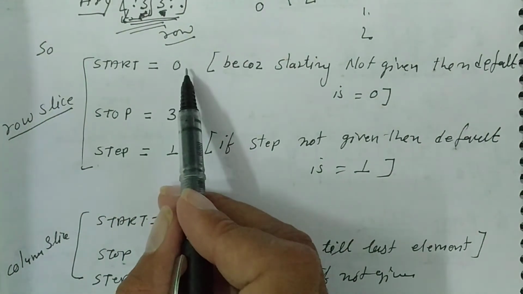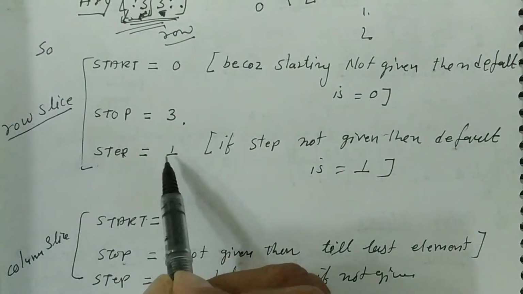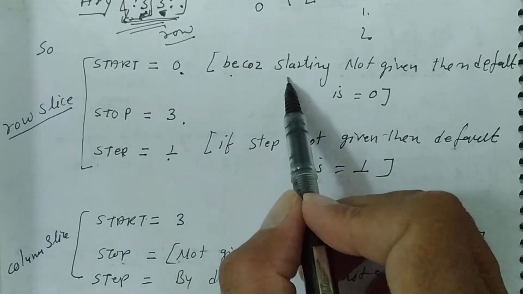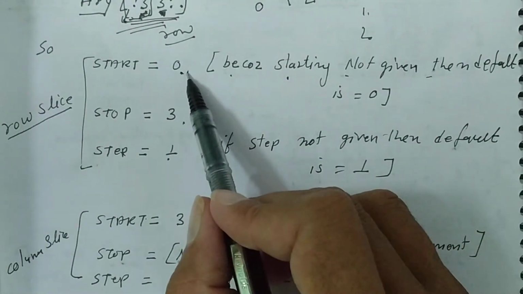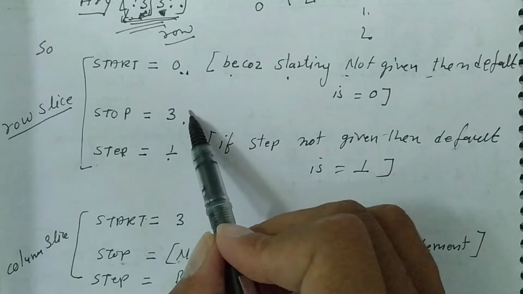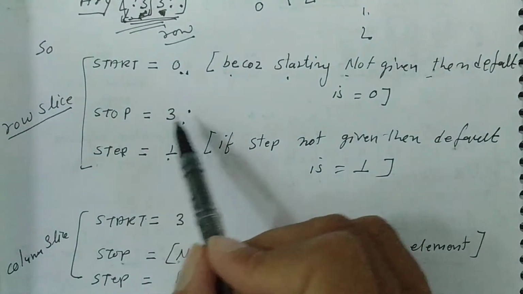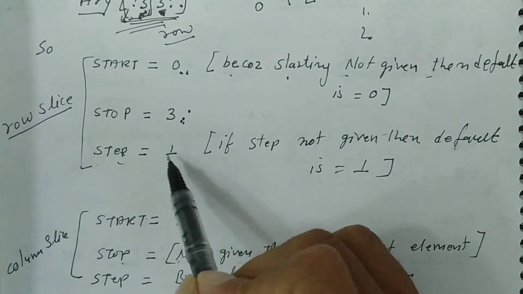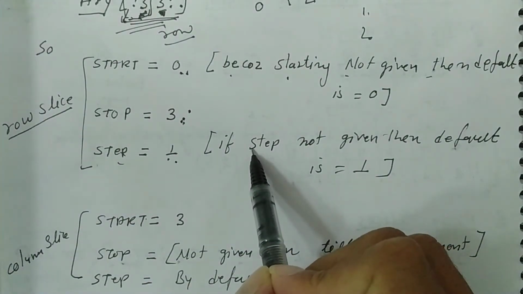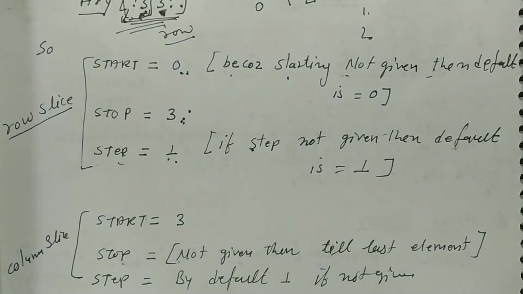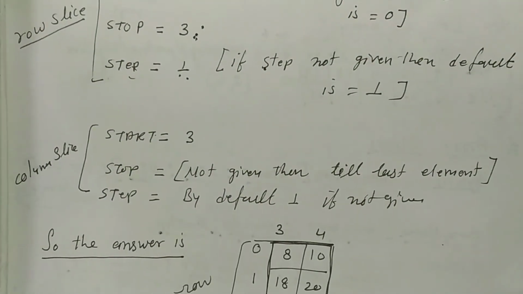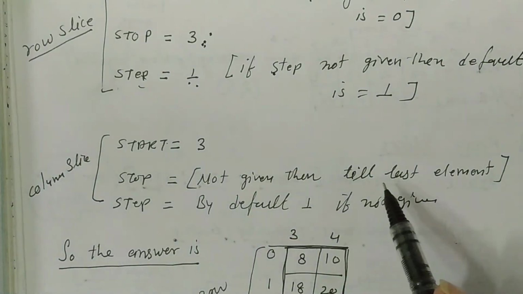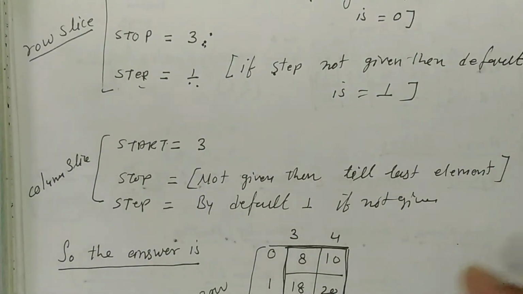Start from 0, stop is third, and step is one. Because start is not given, by default the start point is 0. Stop is third, which means n minus 1, so our last one is 2, and step is 1. By default every element it will count. This is for the row, and the next one is for the column. Column starting from 3, stop not given, then last element, and step not given, then by default 1.